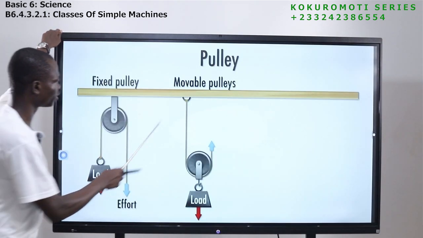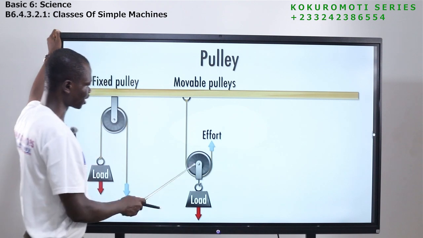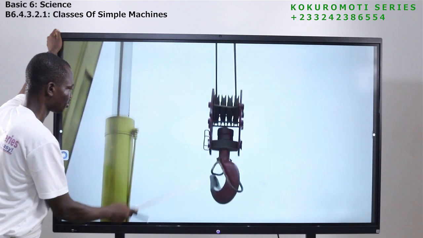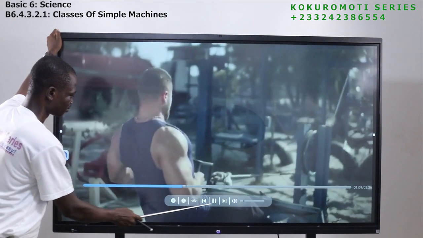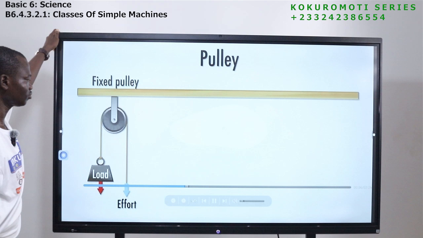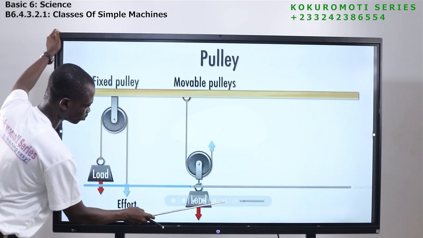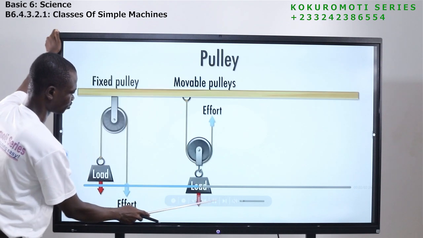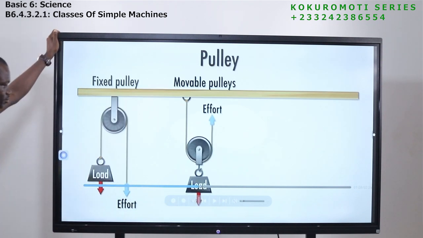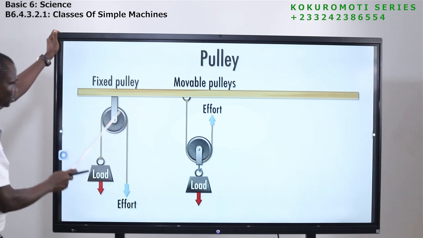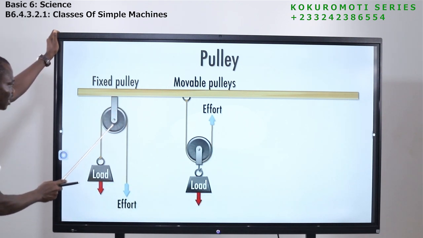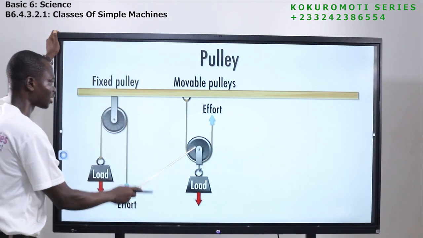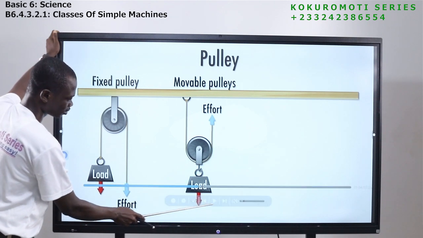Okay, so fixed pulley, movable pulleys. So with the movable pulleys, look at it. Here, the pulley is moving up. Let me go back and show you something. So if you look at this, you see that this is fixed. This one cannot go up. The wheel cannot go up. It cannot come down. But here, the wheel can move up. Let's look at it.